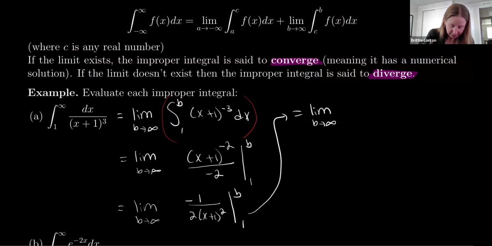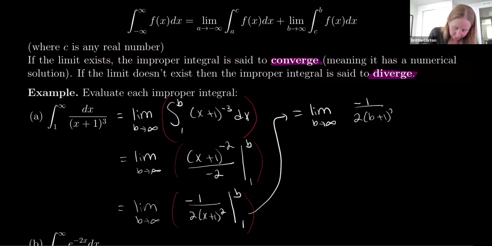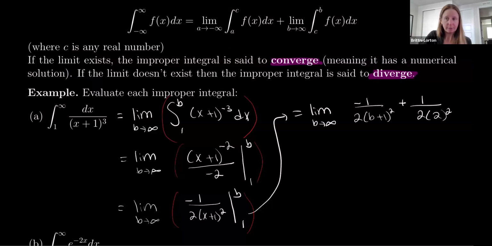So then I have still the limit as b goes to infinity. And I still have that limit because I'm still working inside these parentheses. I'm not done with inside the parentheses yet. That's why I still have that limit notation. So negative 1 over 2 times b plus 1 squared minus a negative 1 over 2 times 1 plus 1 squared. And you can see there how the two negatives canceled, and that's why that turned into a positive.